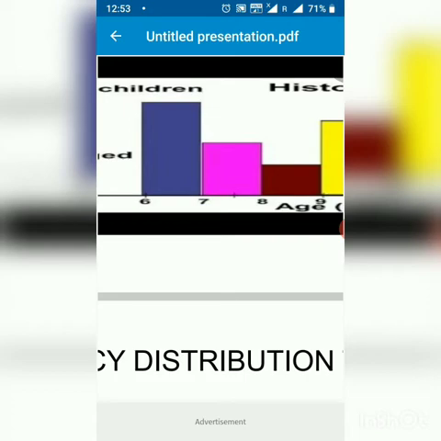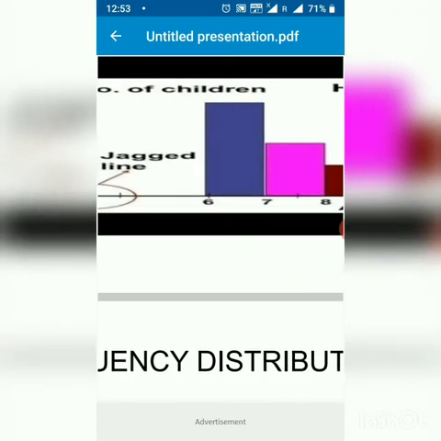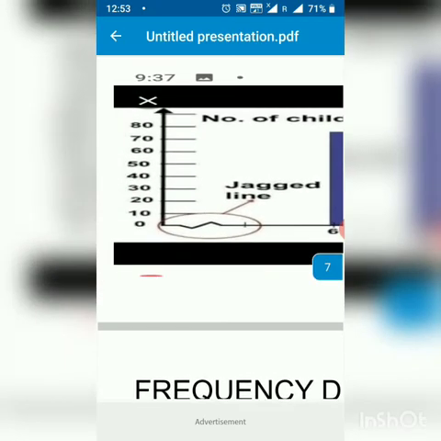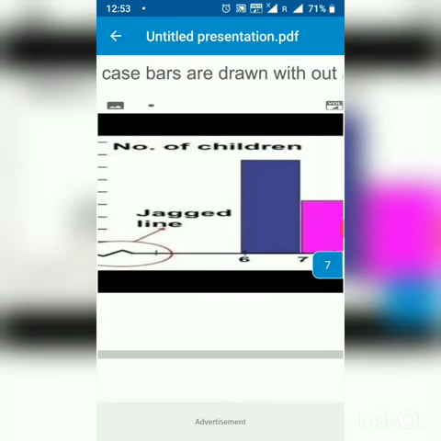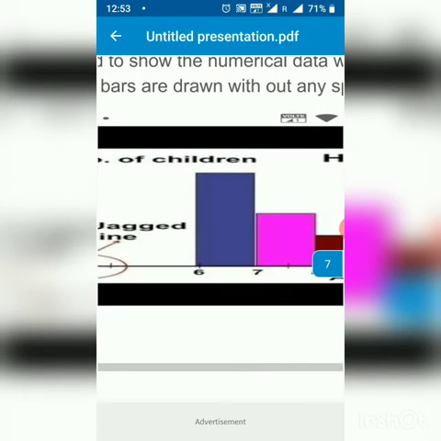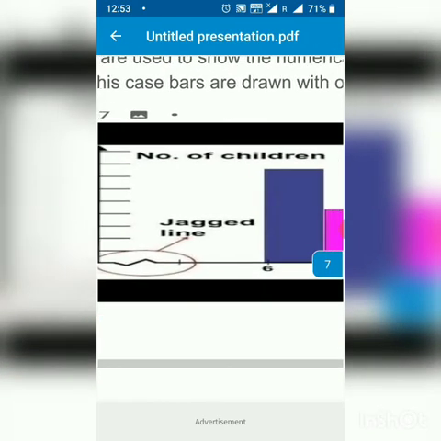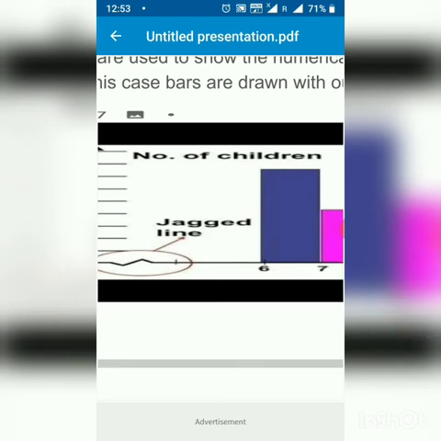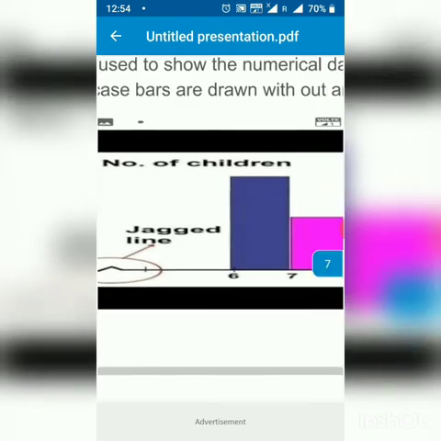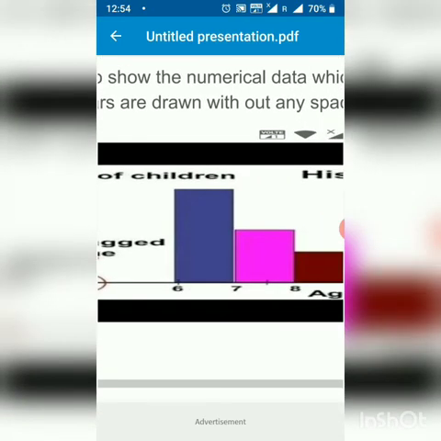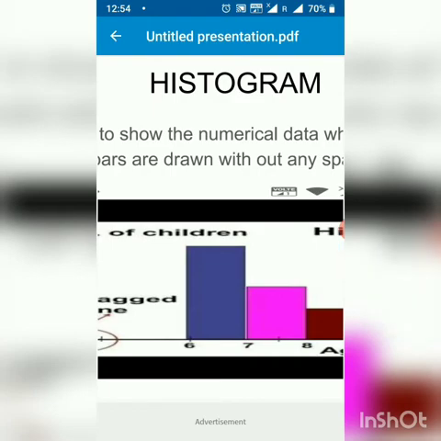So between 6 to 7 year, when the number of children is calculated, it is 80. 6 to 7, how many children are there? 80. Then 7 to 8, how many? It is 40. Like this, we have to draw the graph or draw the box. 6 to 7 will be represented in one box, then 7 to 8, then 8 to 9, then 9 to 10. So you see, it looks like a bar graph.